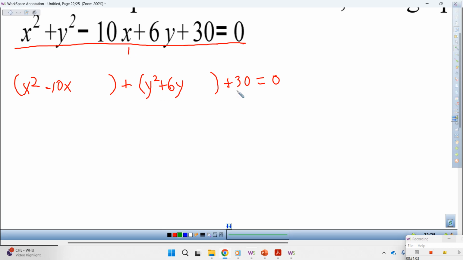After we divide by 1, what would be our next step, guys? In completing the square, get rid of the constant. What is my constant? 30. So we subtract 30, subtract 30. That leaves us with x squared minus 10x, empty space, plus y squared plus 6y, empty space, all that equal to negative 30.